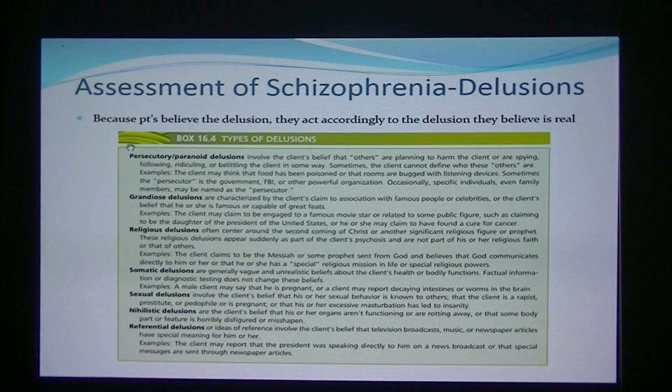All right, so delusions. Delusions, remember, are false beliefs. Then there are different types of delusions. Paranoid delusion is a common one. They believe others are planning to harm the patient, or they're spying on them. Grandiose delusions: the patient claims to have an association with a famous person or a celebrity. Another common one would be religious delusions. Basically they're obsessed with religious beliefs, may claim to be Jesus, or may claim to be a prophet with special religious powers as well.